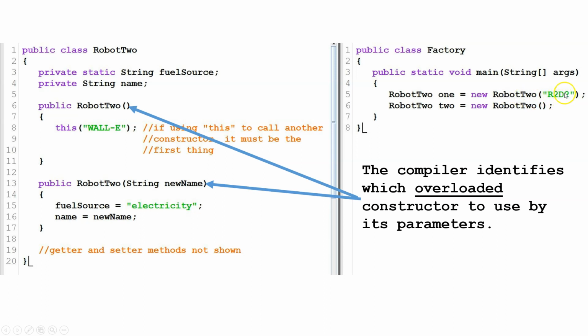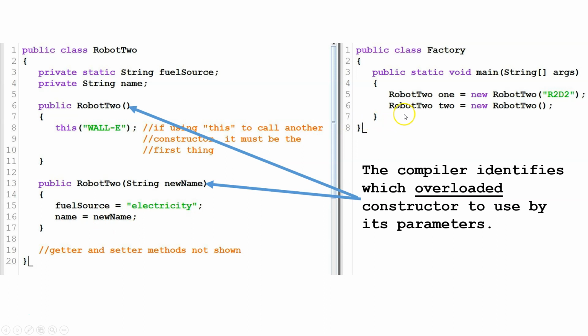Now the compiler looks and says, okay, we've got one argument and it's a string, so we have to find a constructor that has one argument that's a string. And here's a constructor right here. So what it does is it says fuel source is equal to electricity, and then it takes the string that we passed in, new name, and sets our name field equal to the value of the new name parameter.